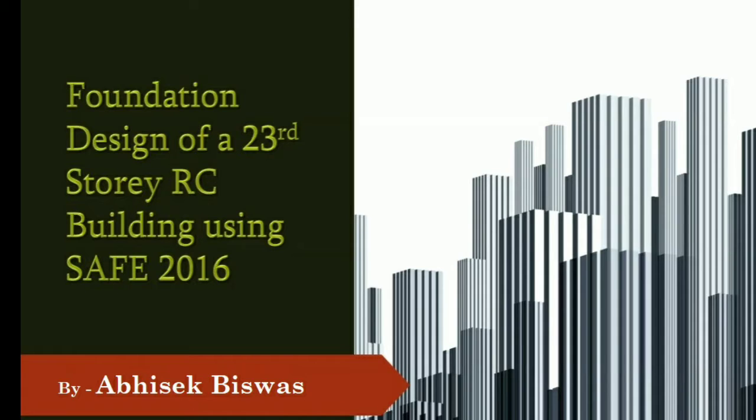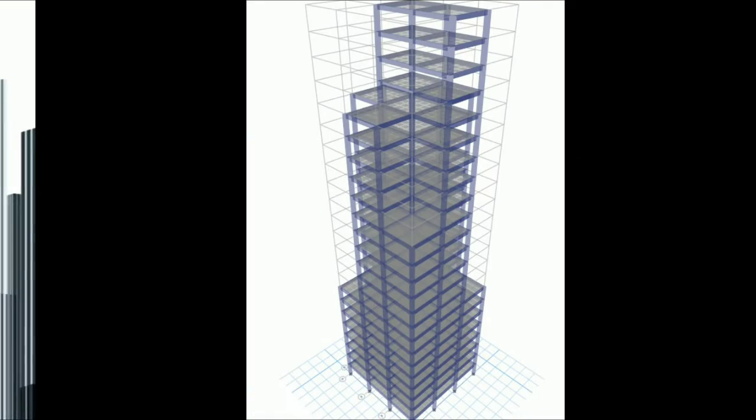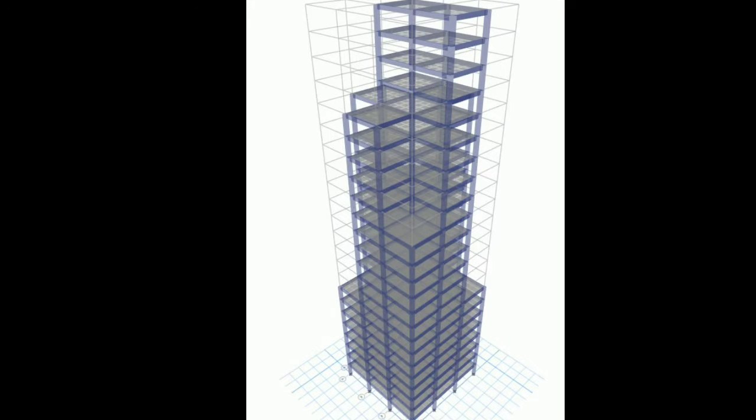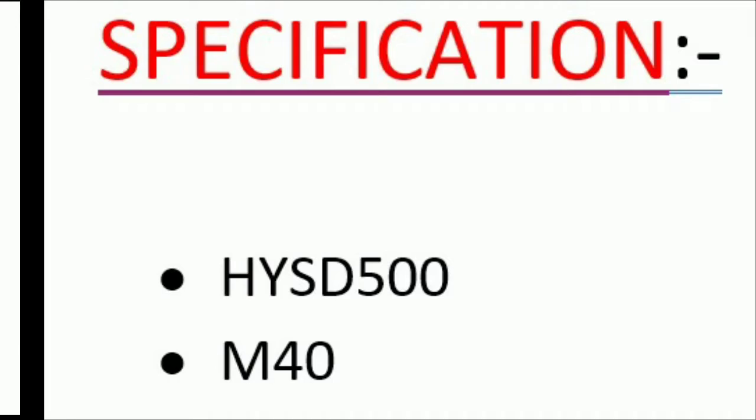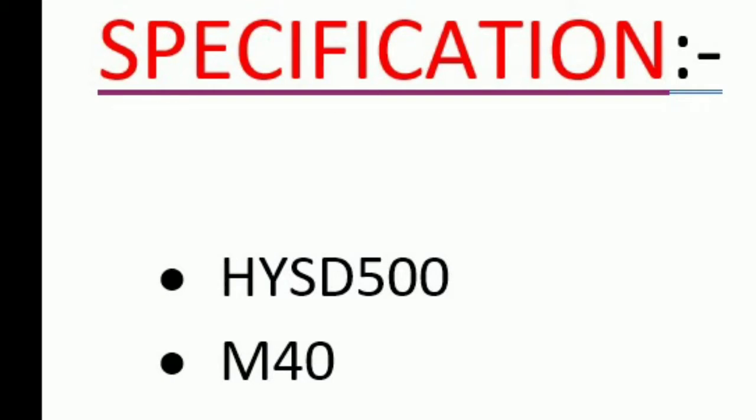This is a project on foundation design of a 23 story building using SAFE 2016. This is the 23 story building we designed in ETABS 2016. At the base, the column sizes are 500 by 500 and 600 by 600, and the materials used here are M40 and HYSD 500.